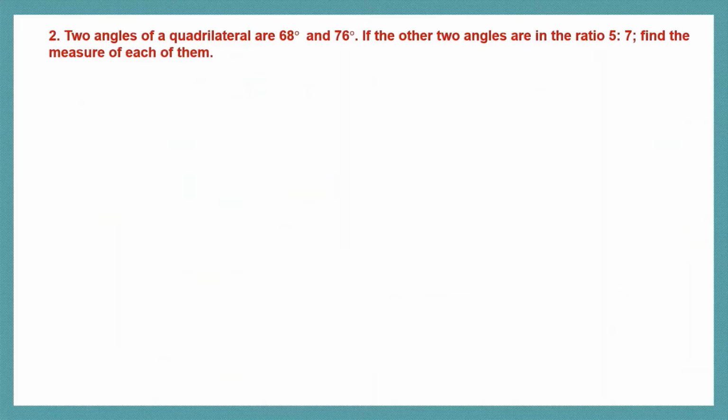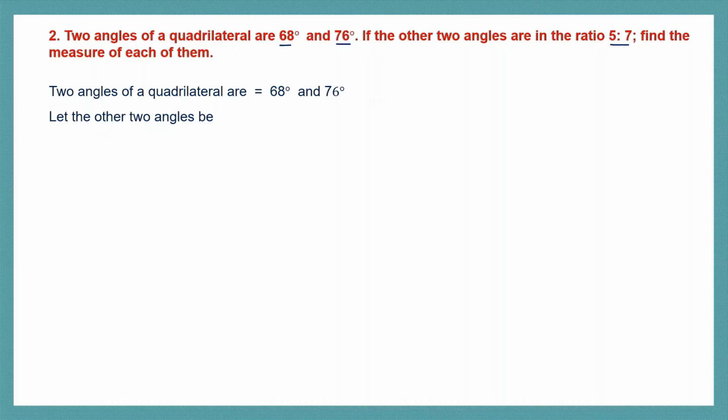Then moving on to question 2. Two angles of a quadrilateral are given to us, 68 and 76, and the other two angles are said to be in the ratio of 5:7. Find the measure of each of them. So the two angles of the quadrilateral are 68 degrees and 76 degrees.